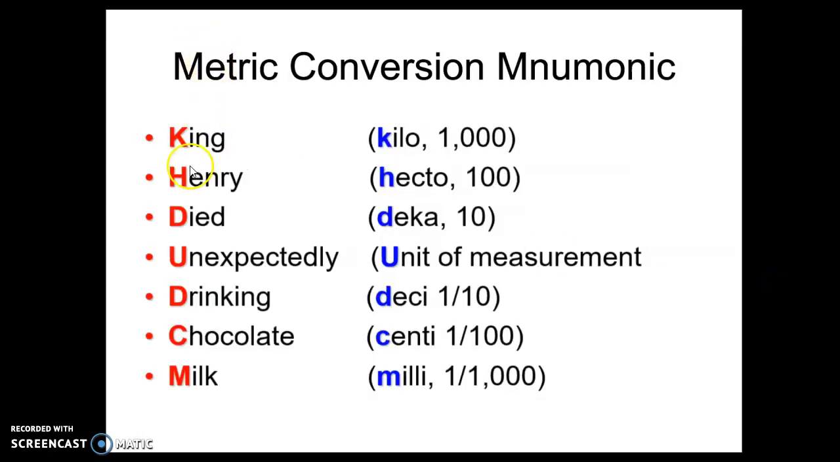All right, so you can remember this little acronym to help you remember this ordering, but you will have this little graph in front of you to help you out. So King Henry died unexpectedly drinking chocolate milk.